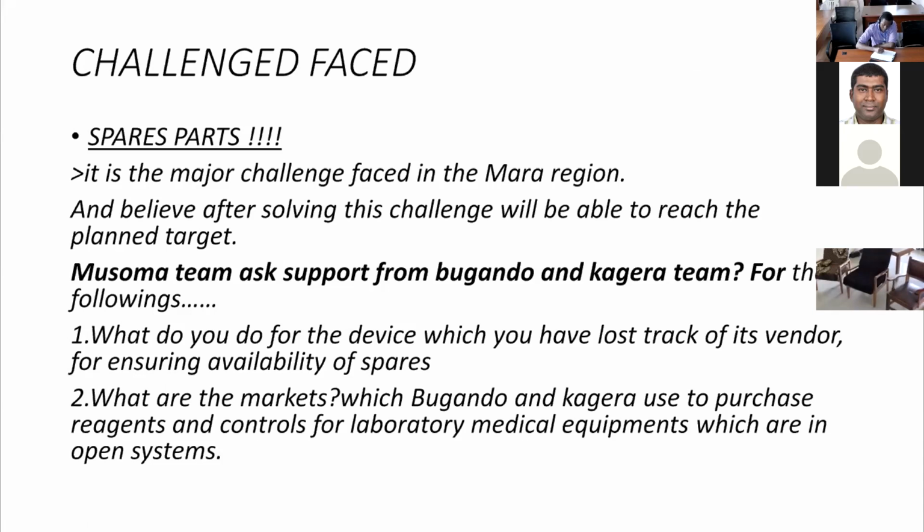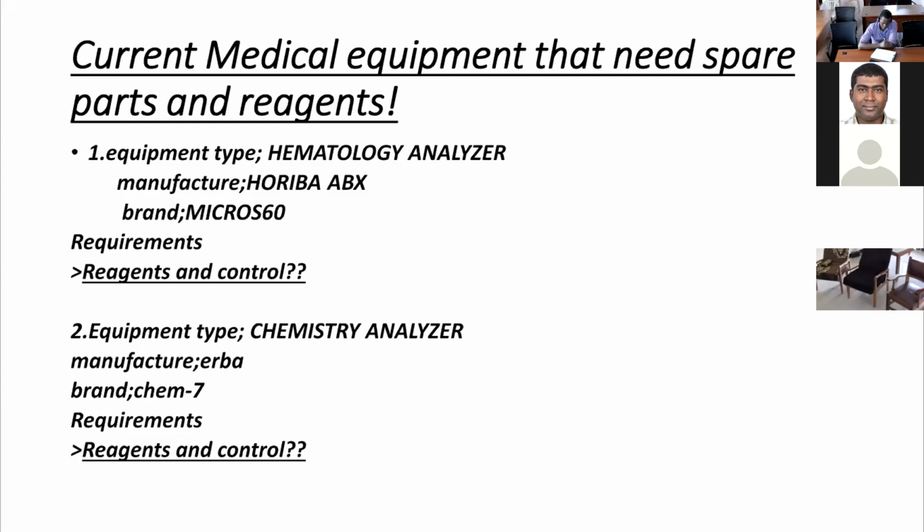You can go to another slide. So these are the current medical equipment that need spare parts and reagents. As I've explained earlier, what we need to know from Bugando and Kagera. So here are the machines now which we need the spare parts and the reagents. Number one equipment type is hematology analyzer. Manufacturer is Horiba ABX, and brand is Micro 60. Requirements are the reagents and controls as well, and spare parts.